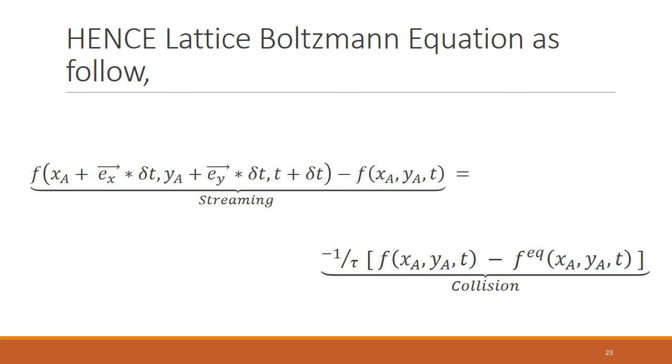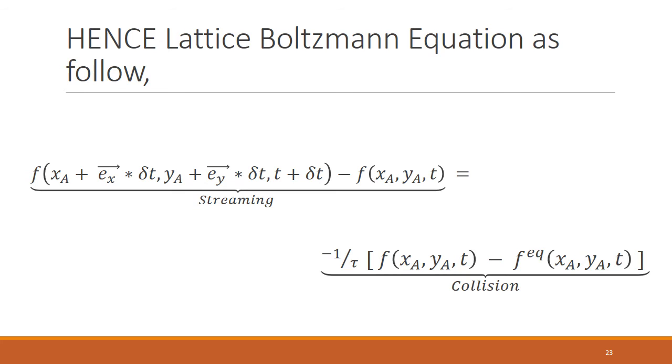The first part is easy to understand. If you look at the streaming part, the first part is f after it moved, at A prime. The second part is minus f the initial. So it's like streaming. It makes sense, the particle moving to one of the neighboring points. So that's streaming, and that's easy to understand.